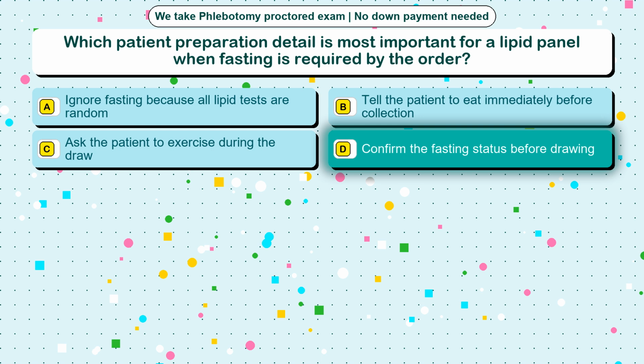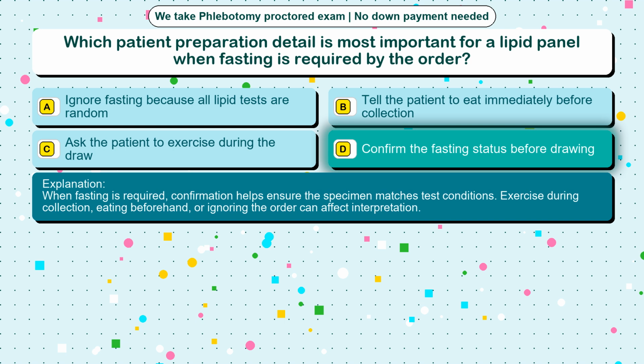Confirm the fasting status before drawing. When fasting is required, confirmation helps ensure the specimen matches test conditions. Exercise during collection, eating beforehand, or ignoring the order can affect interpretation.